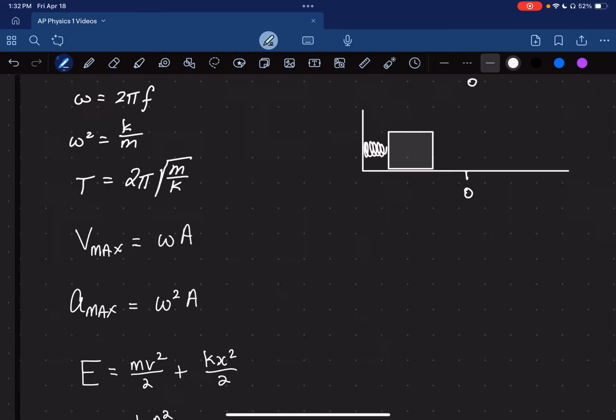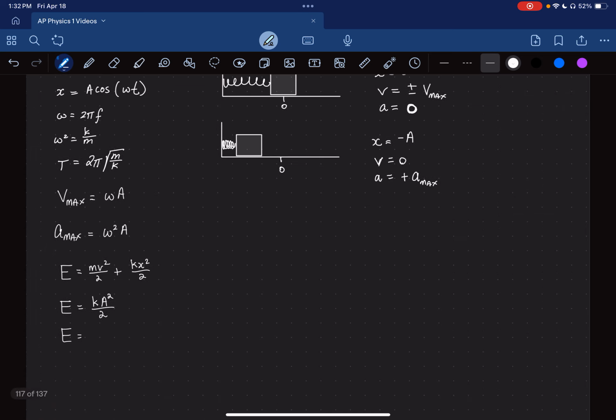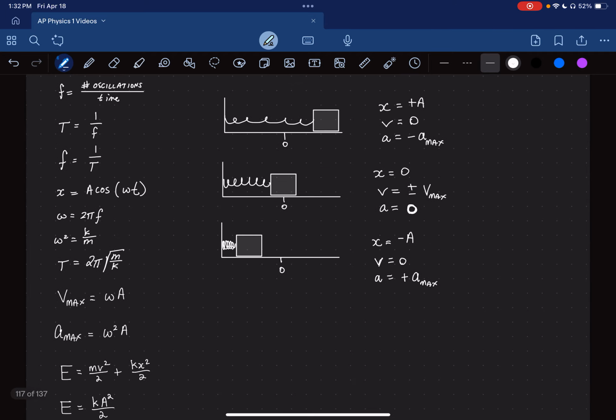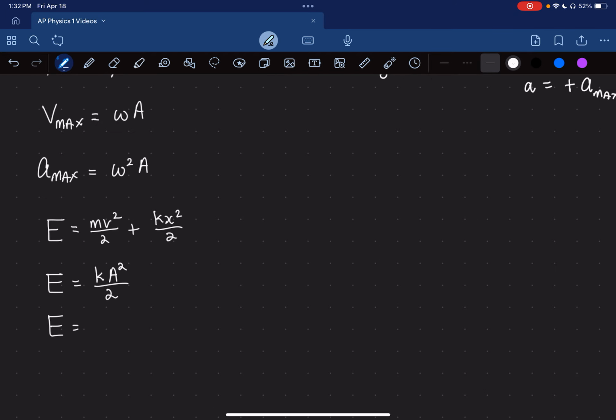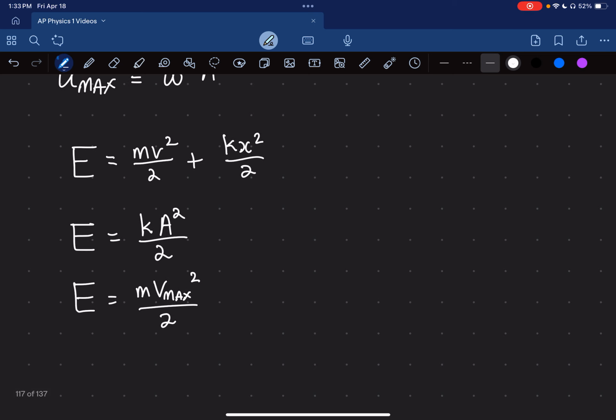And there's yet another way we can write this. When the mass is in the middle, it has its maximum velocity there, and the spring is not stretched at all because it's at the zero position. So then the spring potential energy term is zero. So we would say m v max squared over 2.